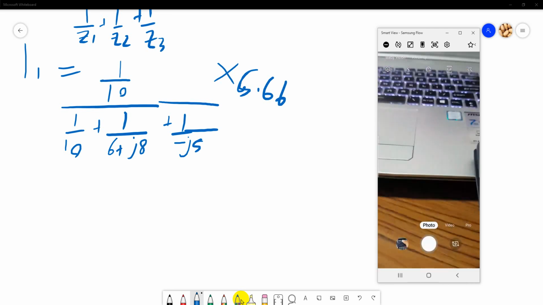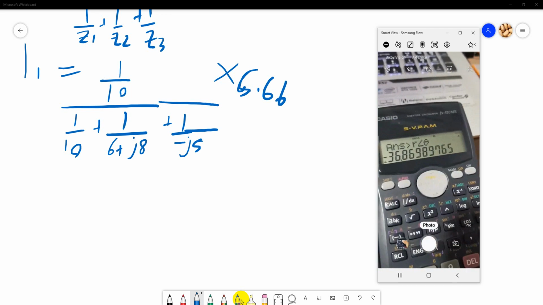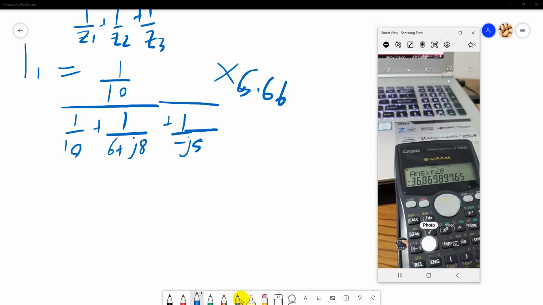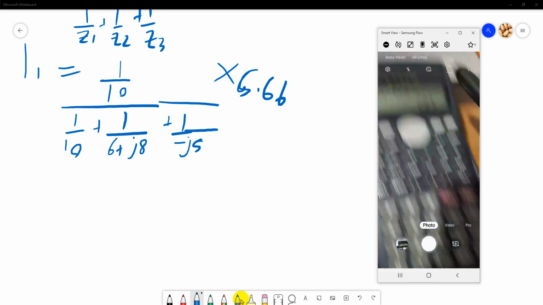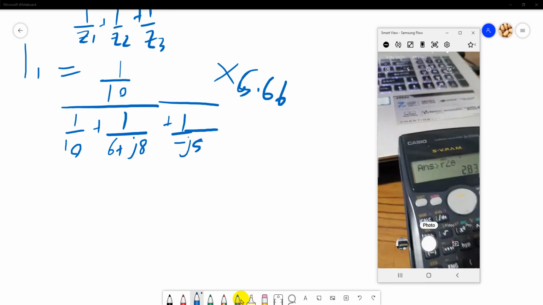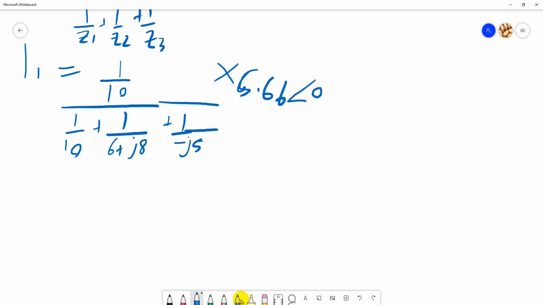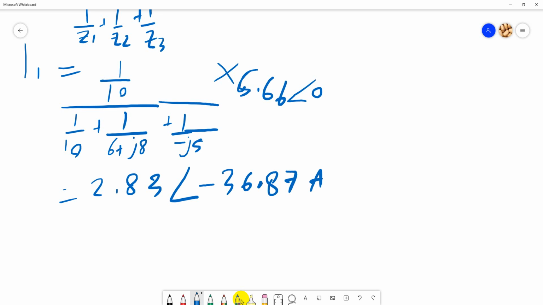So again, shift equals 2.83, angle 0 equals 2.83. The angle is negative 36.85, 7 ampere. Okay, this is for the old calculator.